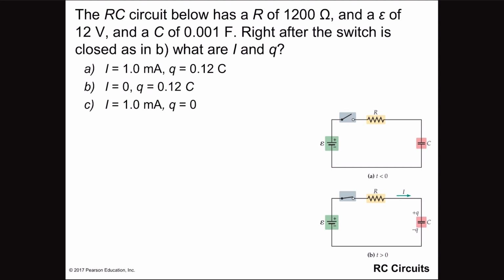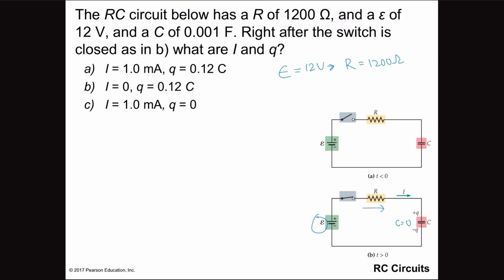As soon as we close the switch, the capacitor is totally empty. So right after it's closed, this is 0. If that is 0, it offers absolutely no resistance, which means all the current is flowing through there. So if we look at our answers, we could go through and calculate. You could do Ohm's law, apply this 12 volt EMF, this epsilon, to just that 1200 ohm resistor and calculate it.